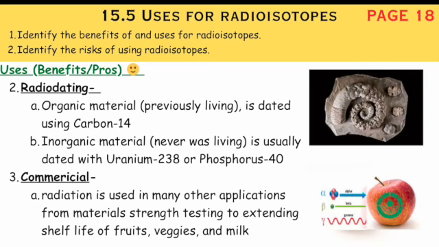Radiation is also used to test the strength of materials, like checking for microscopic cracks in airplane wings. But it's also used in a grocery store. Radiation is used to irradiate fruits and vegetables and milk. It kills bacteria and mold on the food without making the food radioactive itself. So this drastically extends the shelf life of lots of different things.